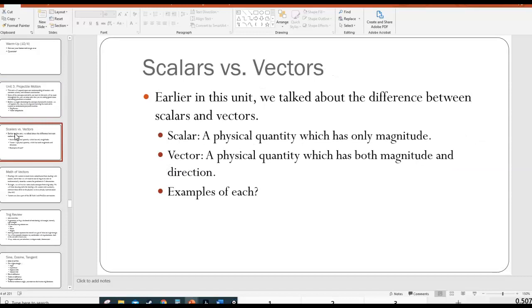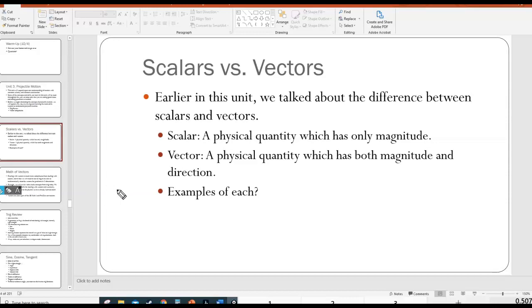Now, just to remind you, we talked in the past about the difference between a scalar and a vector. And so a scalar is a physical quantity which has only magnitude, whereas a vector is a physical quantity which has both magnitude and direction. Okay, and again, when I say magnitude, I mean amount. I mean the number part of a physical quantity.